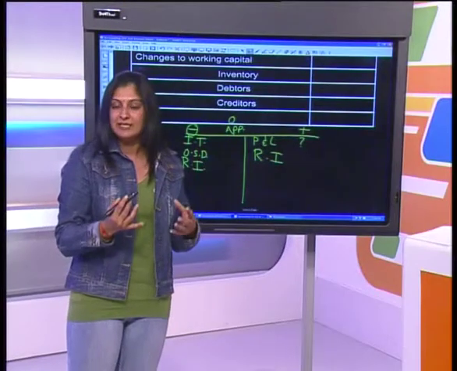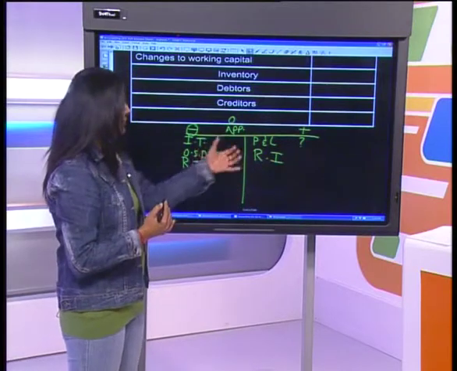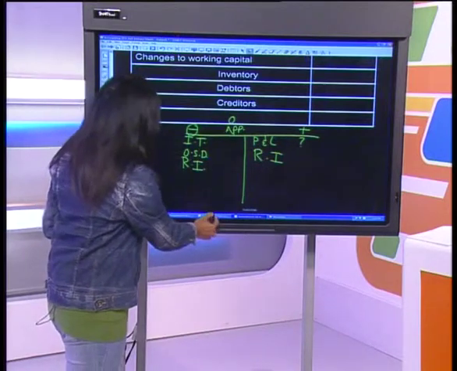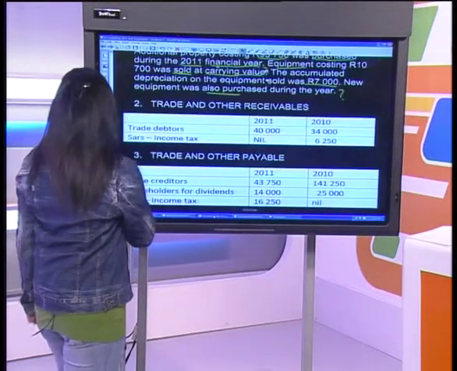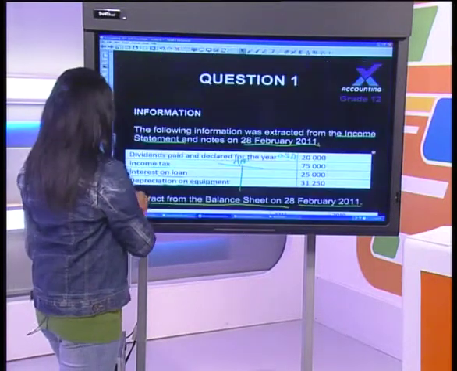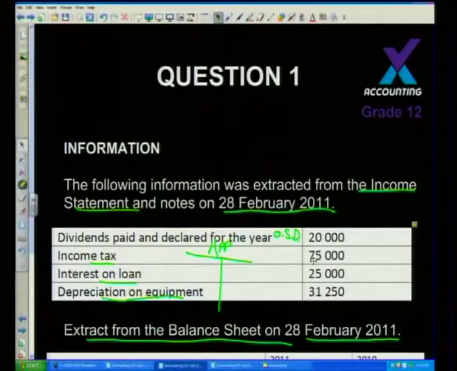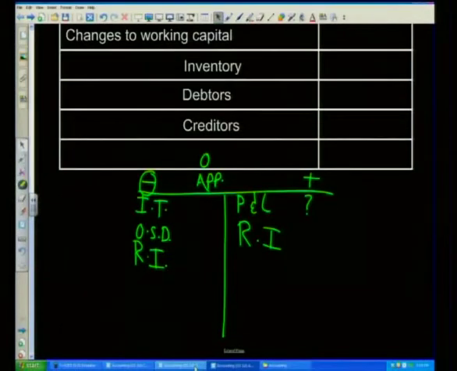Right, guys, let's now fill in these amounts. So we're going back to our question so that we can extract these amounts from the question itself. So let's find the question. There we go. And we're looking at our income statement. So there's my income statement. Right, so I've got income tax, 75,000. So the amount, people, given to me. There's my 75,000. And my dividends paid and declared for the year. In other words, my ordinary share dividends is an amount of 20,000. There's my amount there. So let's take that through back to our appropriation account.